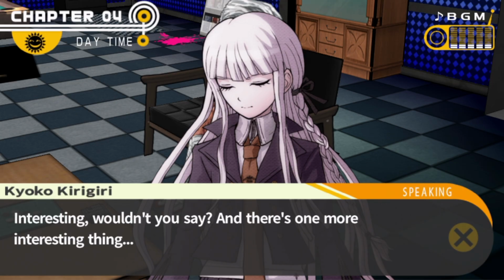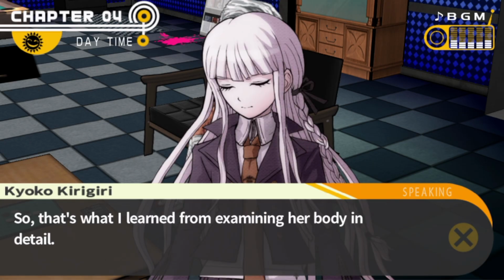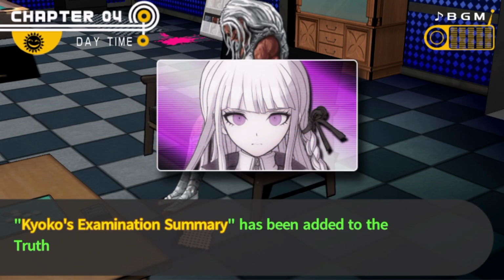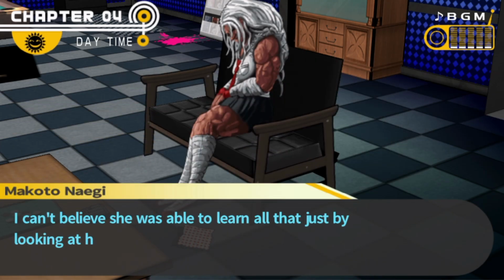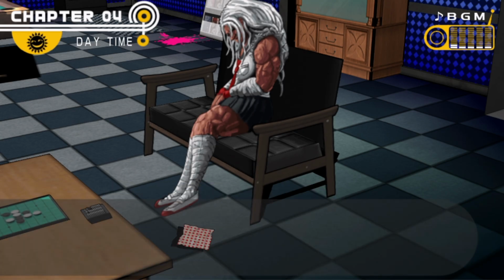And there's one more interesting thing. Both of her hands were spotless. There's absolutely no trace of blood on either one. So that's what I learned from examining her body in detail. Okay, thank you. I can't believe she was able to learn all that just by looking at her body. I don't think anyone but Kyoko could have pulled that off.